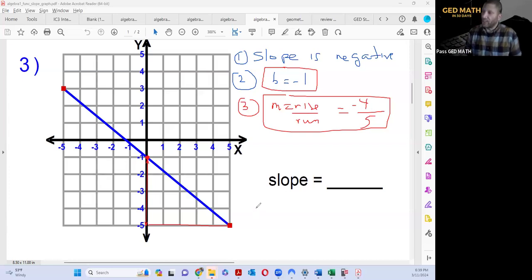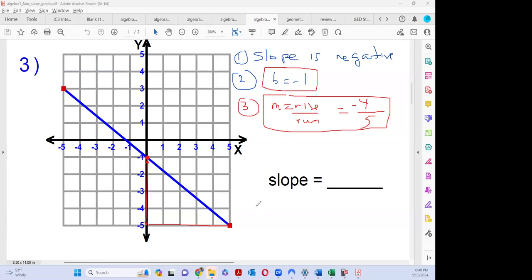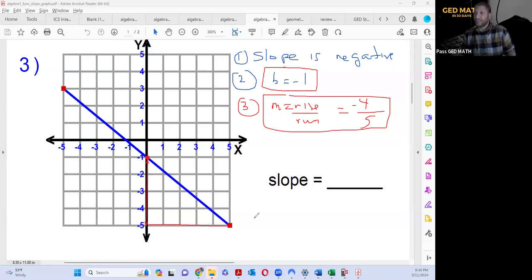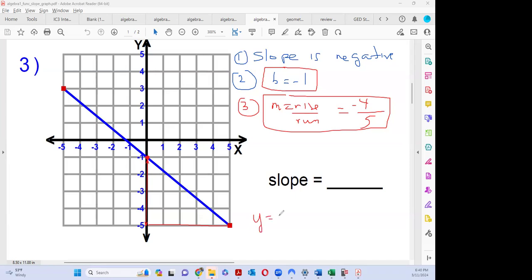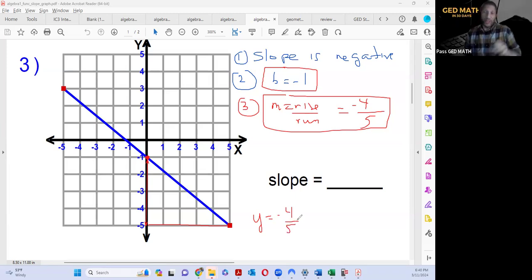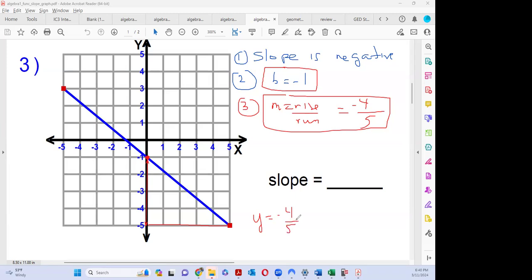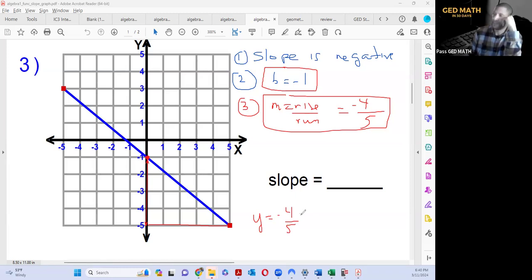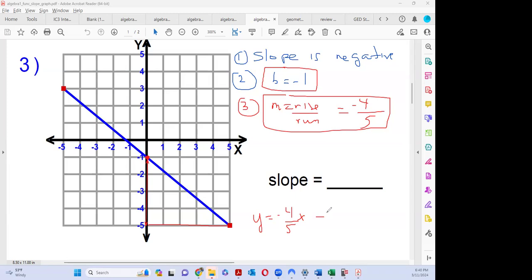What is my equation of the line? Start with y equals. No, -4/5. Because remember, y equals mx plus b. So -4/5 what? x. Minus 1. Okay.